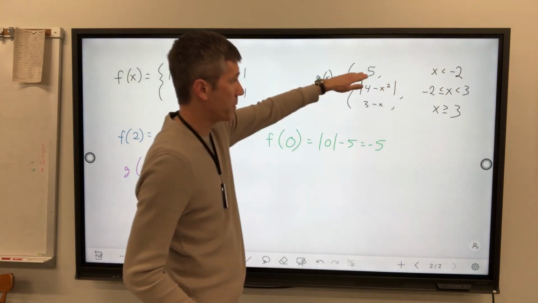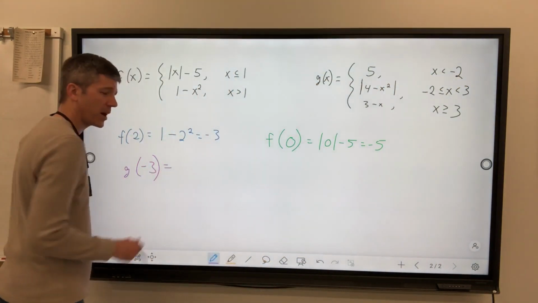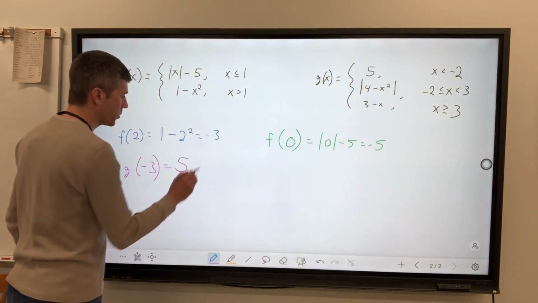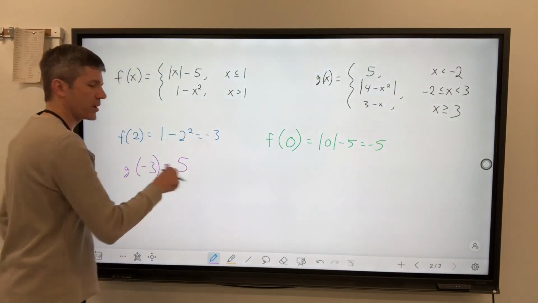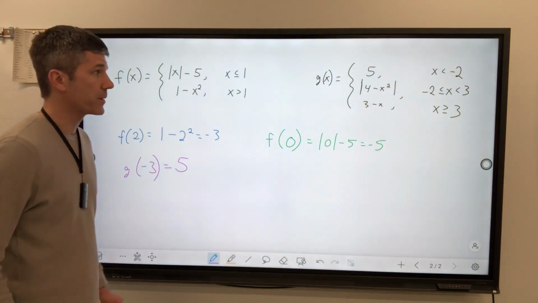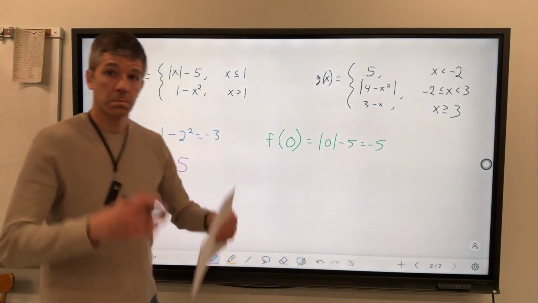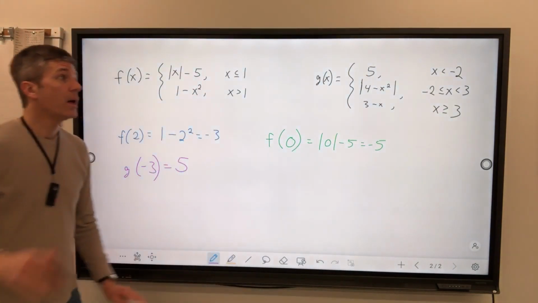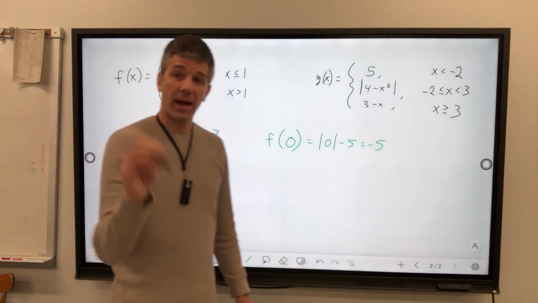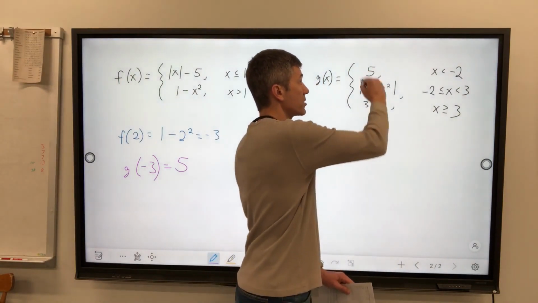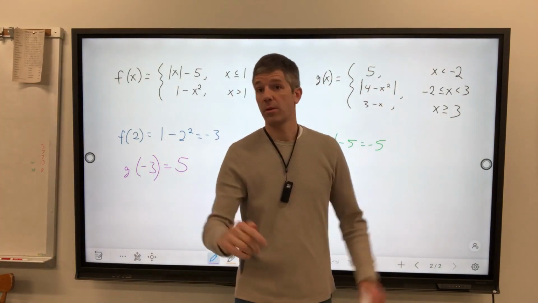So I'm just going to come over here and I'm going to put 5. I've put problems like this on a quiz before, and people would be like, 5 times -3. No. It is not 5 times -3. It's 5. We're done. I would love to plug the x value into this function, but there is no x to plug it into. Just saying.